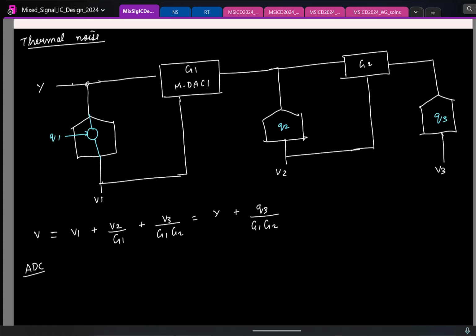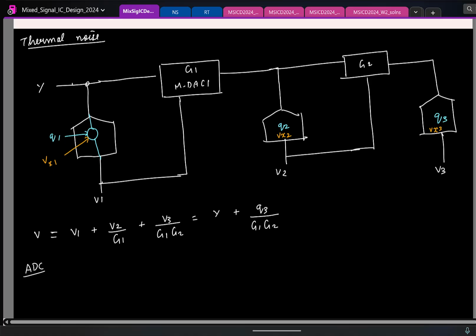So if the ADC is adding thermal noise, I can model it like this. Along with the quantization noise, it is as though I am adding some thermal noise. Let us say some, I don't know, Vx1. Similarly, this is also adding a noise Vx2. This is adding a noise Vx3.